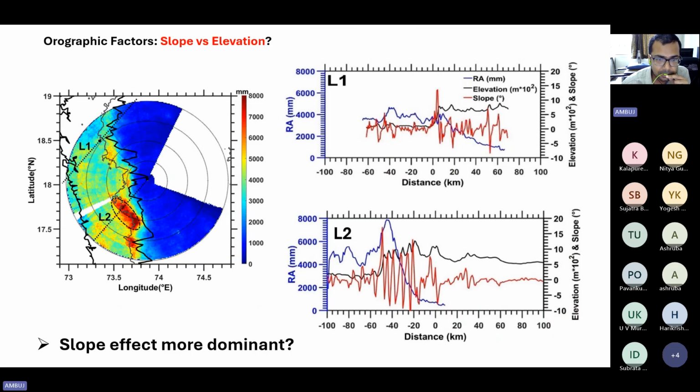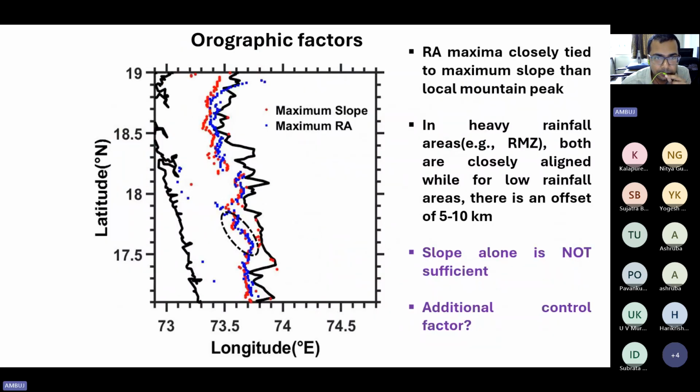Now I will go to the orographic factors. As shown earlier with the TRMM product, again we repeat the exercise here for the radar domain to understand the finer details, and we see here the rain maxima shown by these blue dots, and slope maxima shown by these red dots. So these appear to be closely tied then to local maximum and then to local mountain peak, particularly in heavy rainfall areas, example RMZ.